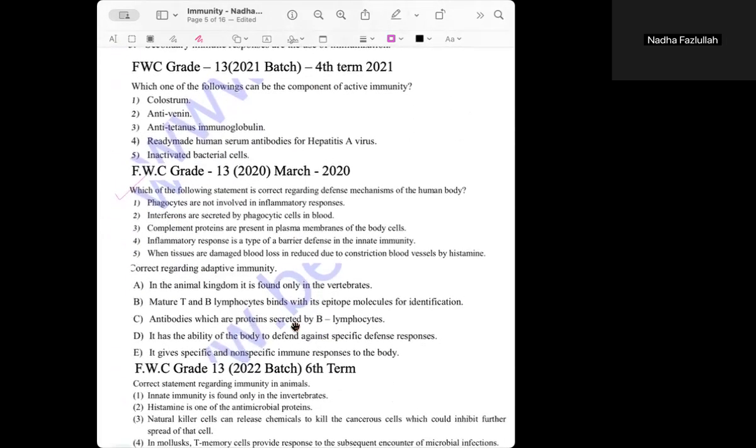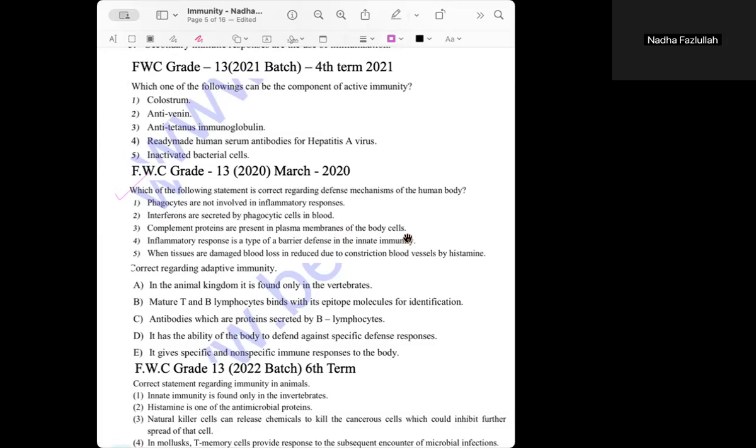Then, which of the following statement is correct regarding the defense mechanisms of human body? Phagocytes are not involved in inflammatory response. Okay, you don't know that yet. So let's just look at the other statements. Interferons are secreted by the phagocytic cells in blood. Are they secreted by the phagocytic cells in blood, or by the virus infected cells? Virus infected cells will be secreting the interferon. So that is wrong.